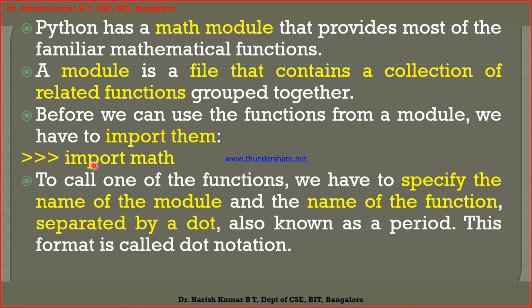Now how to import it? You use the keyword import and write the name of the module, and the name of the module here is math. To call one of the functions in the math module, we specify the name of the module and the name of the function separated by a dot, sometimes also called a period. This format is called dot notation. We use dot notation to call any function available inside the module you are importing.